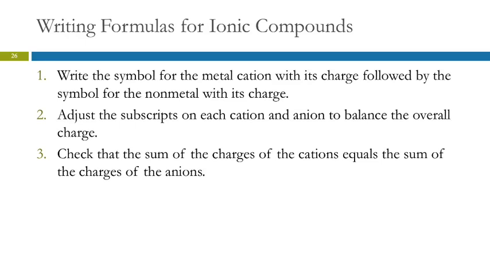We're going to start out by writing the symbols for the cation and the anion. So the symbol for the metal cation, include its charge. Then you write the symbol for the non-metal anion with its charge. We need to know what the charges are because that's what tells us how many of each, what the ratio is, because they combine in a way that they're electrically neutral. So we're going to adjust the subscripts so that we get an overall zero charge, and then we want to double check at the end that it's all going to add up to zero.